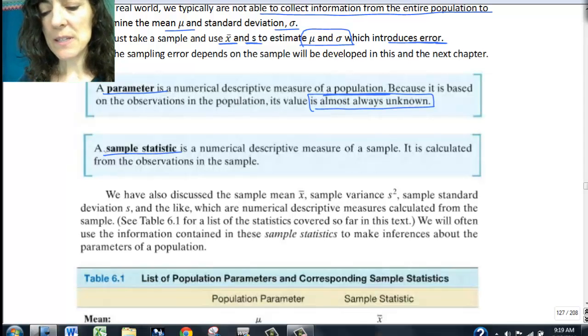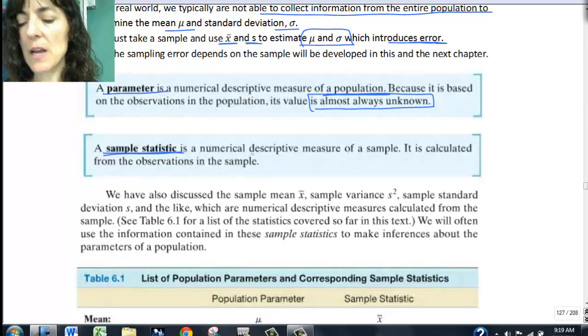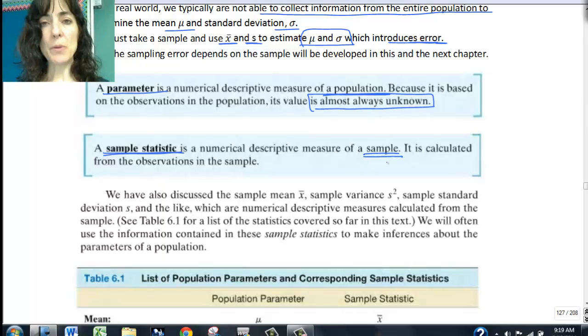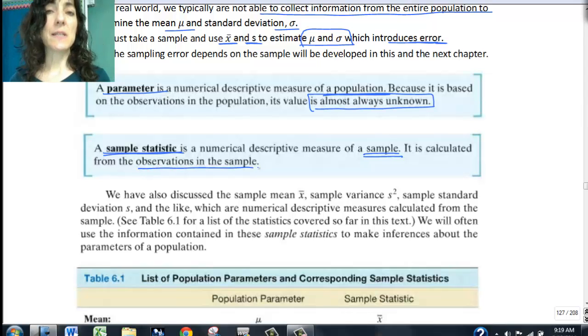A sample statistic, on the other hand, is a numerical measure of a sample. So it's not the whole entire population. So sample statistics, those go together, is calculated from observations in the sample. And those we find. Every day we take samples. Sometimes they're informal samples, sometimes they're random samples, but we're constantly thinking about asking this small group and then making conclusions about the whole population of students, for example, or turtles, or whatever we want to measure.